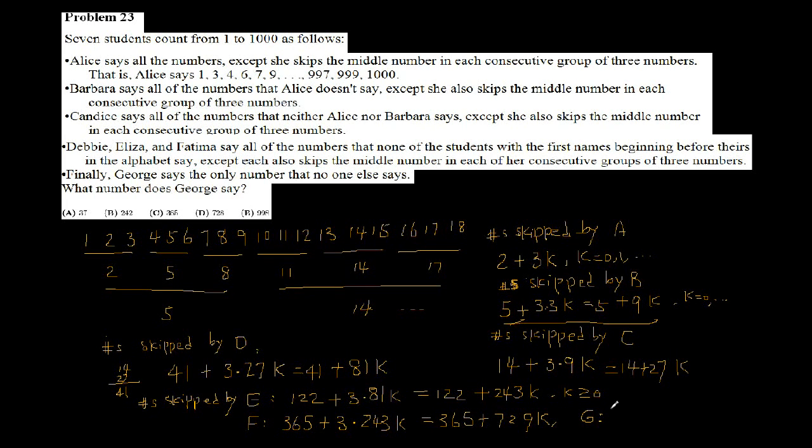Okay, so now the biggest number is 1000, so whatever is skipped by F will be read by G, right? So G will start with 365, and does G have a second number to read? Probably not, because 729 plus 365 will be more than 1000. So the answer, which number G, George, reads, would be 365, and the answer is C.